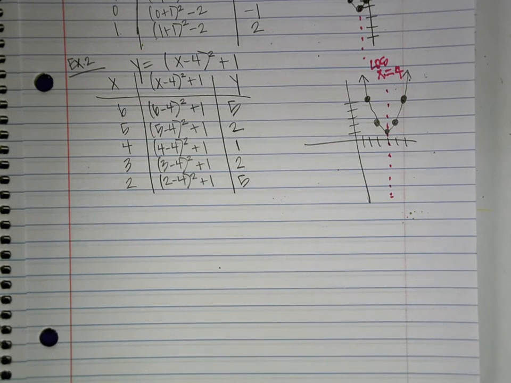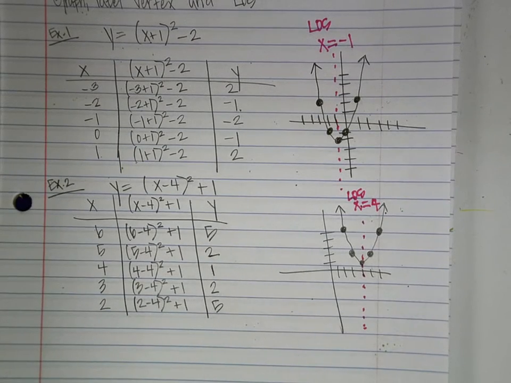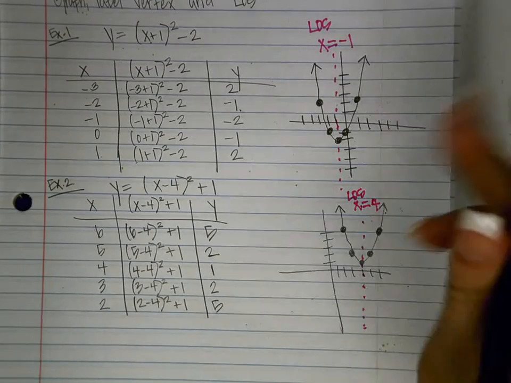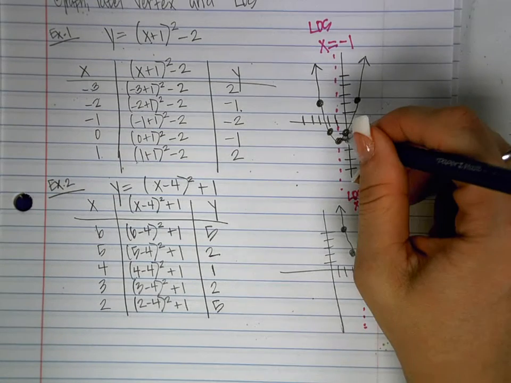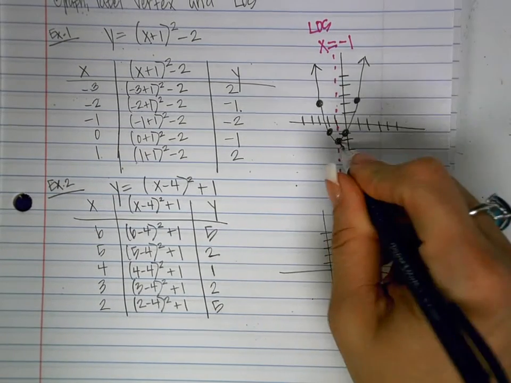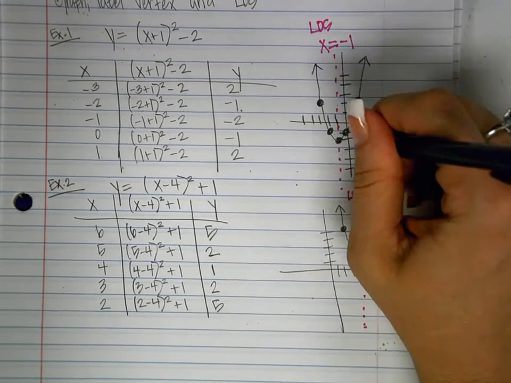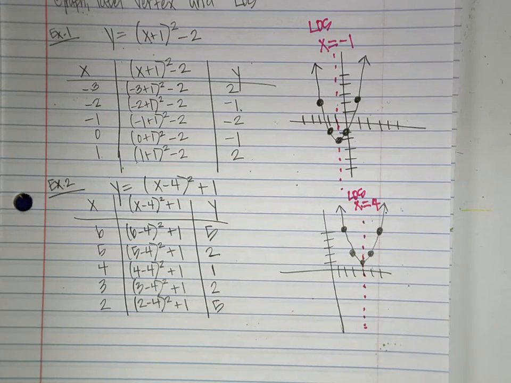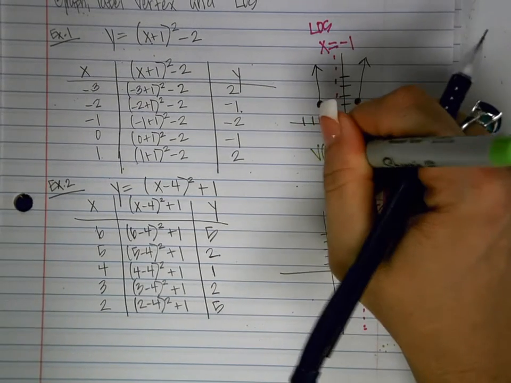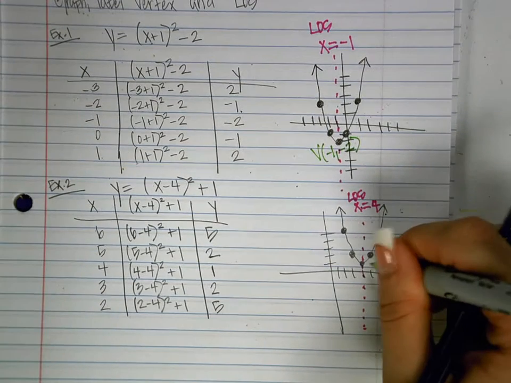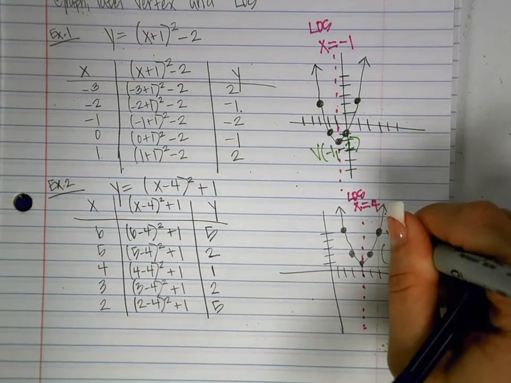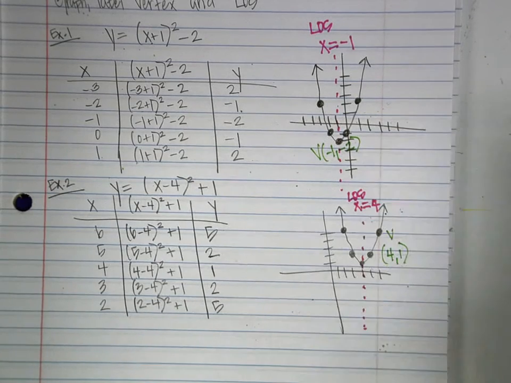Okay. I want to go backwards, and I want to look. Do we notice anything? And I'm sorry, let's label my vertex. What was the vertex for this one? This vertex would be what? -1, -2. Okay, so my vertex here would have been at -1, -2. What's the vertex on this parabola? 4, 1. My vertex is at 4, 1.